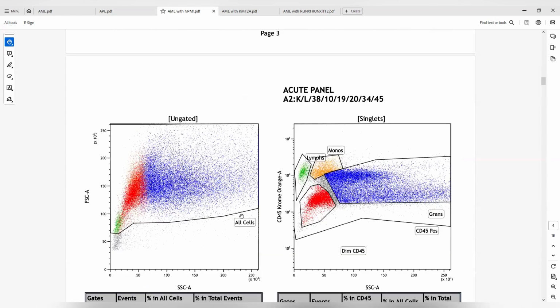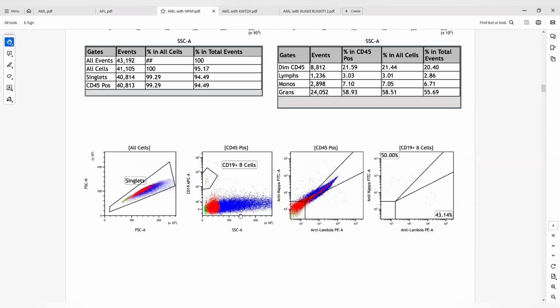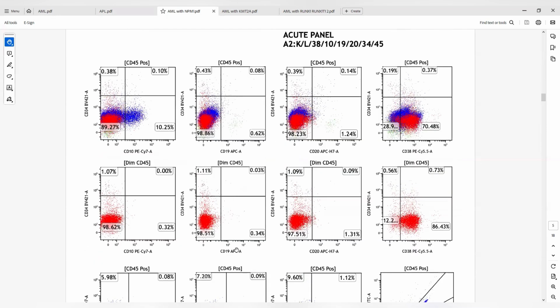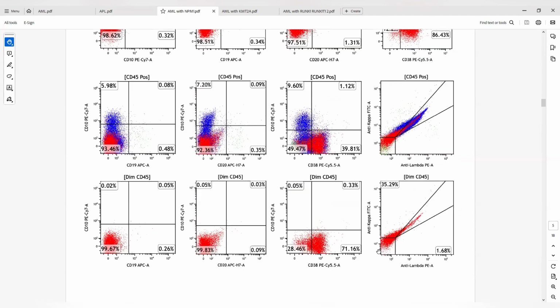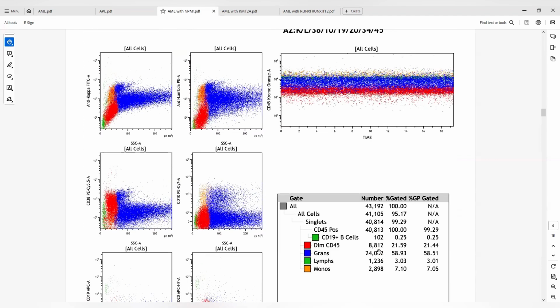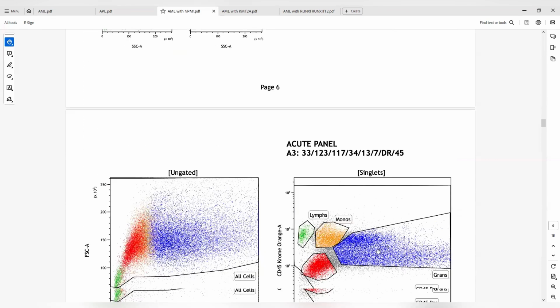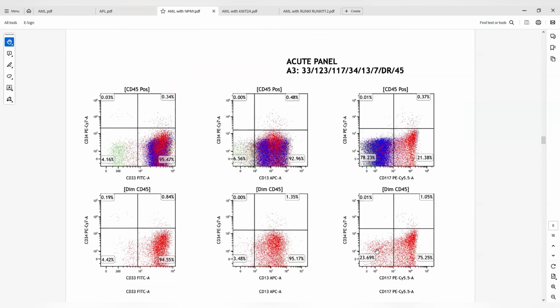So for now, I cannot decide what type of population I'm dealing with. So far, CD19 is negative, CD10 is negative, and CD20 is negative. So it's not a B lymphoblast population. CD38 is positive, and CD38 would just tell you that this is an immature population. So it's not a B lymphoblast population, and it's not a T lymphoblast population so far.